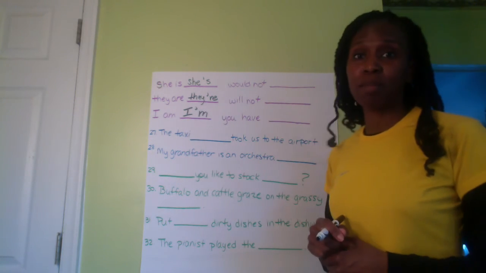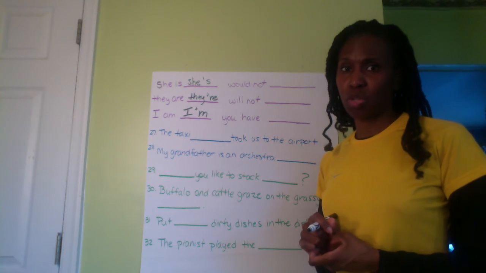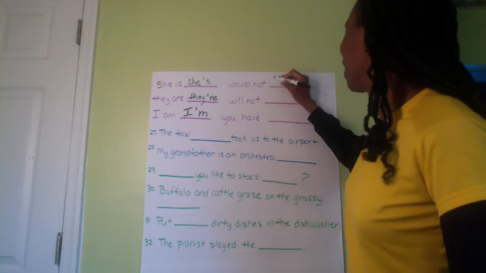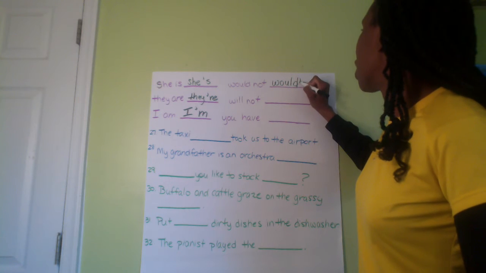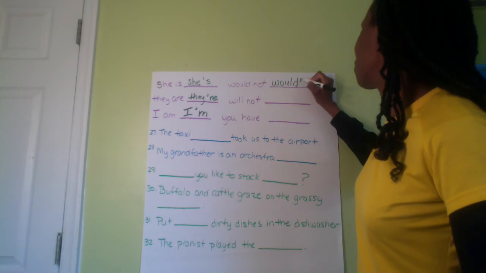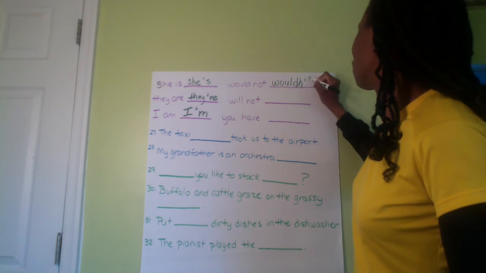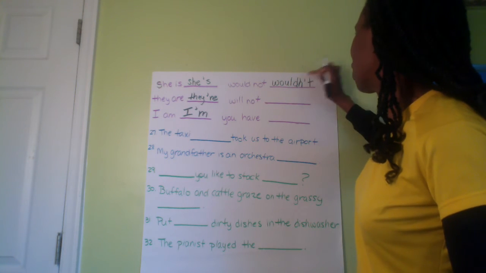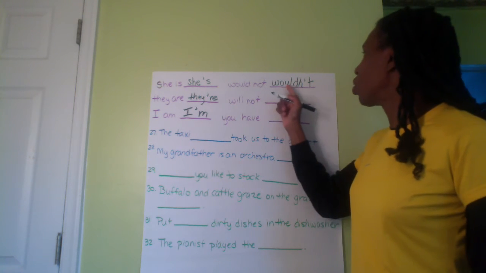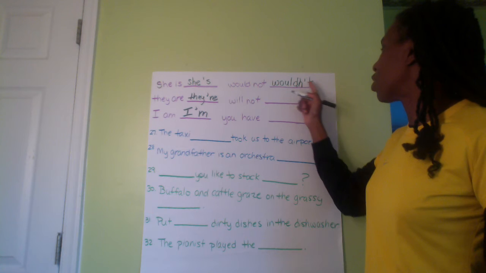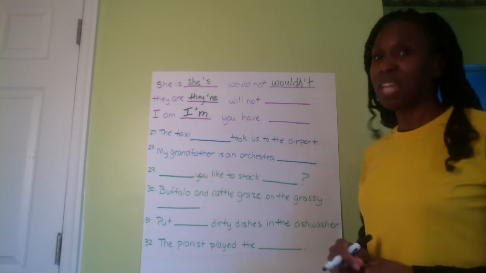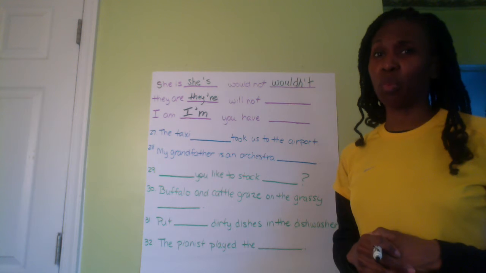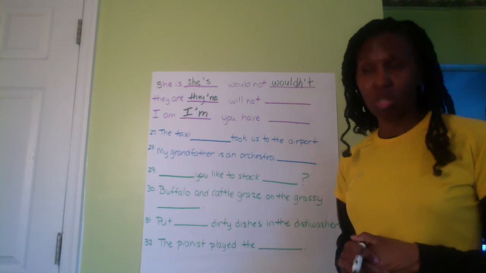Would not becomes wouldn't. W-O-U-L-D apostrophe N apostrophe T. I'm sorry, I made a mistake there. All right, so W-O-U-L-D-N apostrophe T. We left out the O. All right, will not sounds a little bit different. It's not wilt, it's won't.